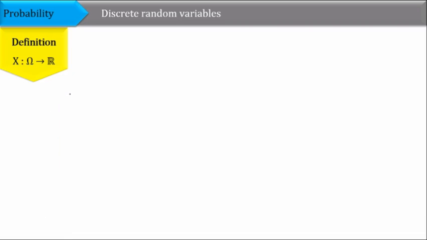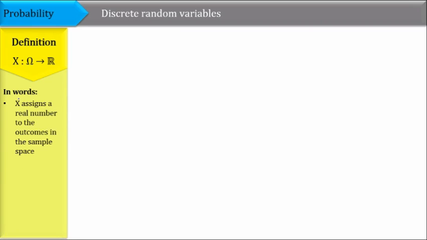Right now, the very first definition that we encounter is the one for a random variable. Looking at this definition, it seems very abstract, but all that it means is that x is a function that assigns a real number to the outcomes in the sample space. So in other words, x is a function that takes outcomes in the sample space and maps it onto the real line. So it assigns a real value to those outcomes. Now we'll see in a moment why that is important.